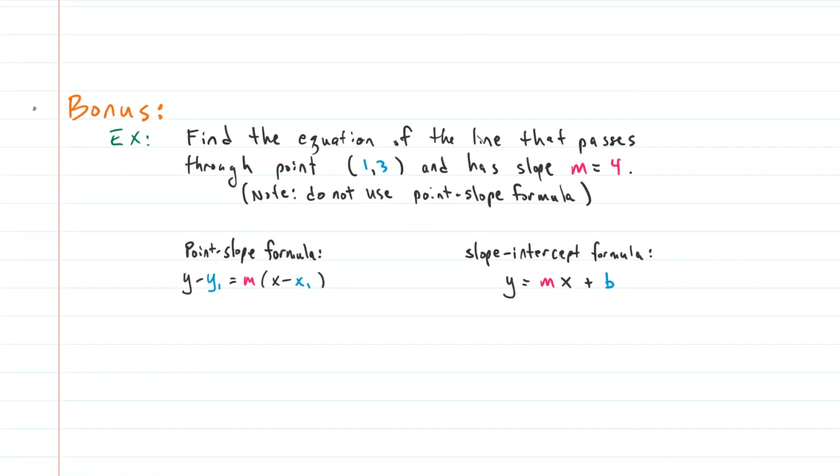All right, here's the last thing. This is a bonus. Find the equation of the line that passes through the point (1, 3) and has slope m equals 4. But do not use point slope formula.